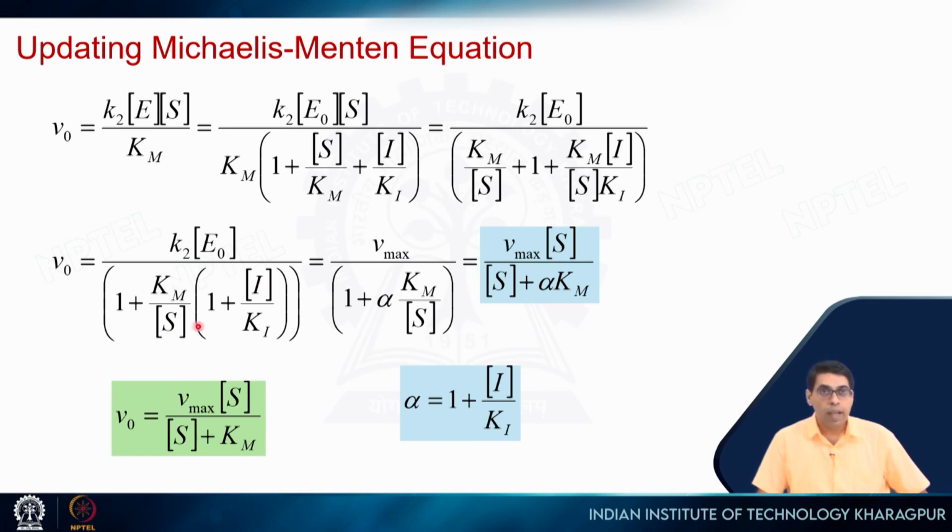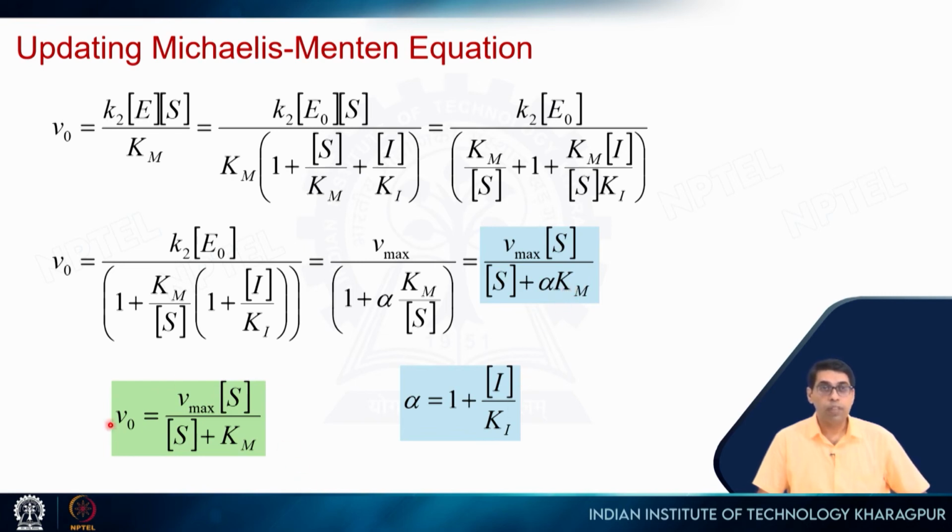This 1 plus I by Ki, this is what we call alpha, okay. So you can call it an inhibition constant or some parameter, right? So alpha value will increase if we increase our inhibitor concentration, right? So this is alpha and that is multiplied by this. So our final form of the Michaelis-Menten equation looks like this: Vmax times S divided by S plus alpha times Km, right, where alpha is this.